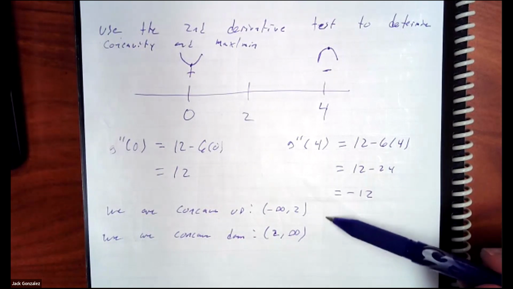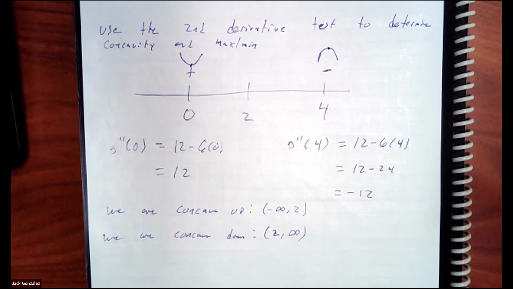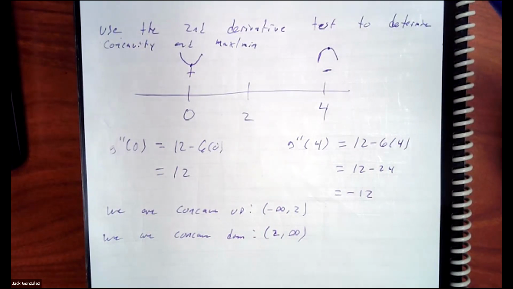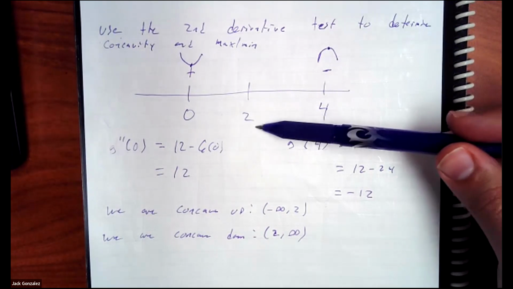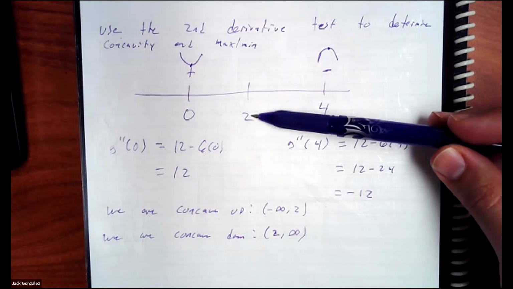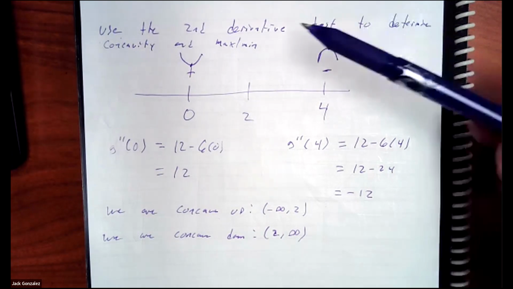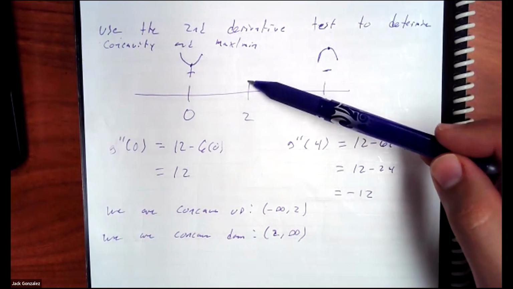This is all they asked for. So very similar to the first derivative test, where you test below and above the critical number, here you just test below and above an inflection point, because we said the inflection point is where it changes concavity. So it's concave up until here, and then it's concave down.